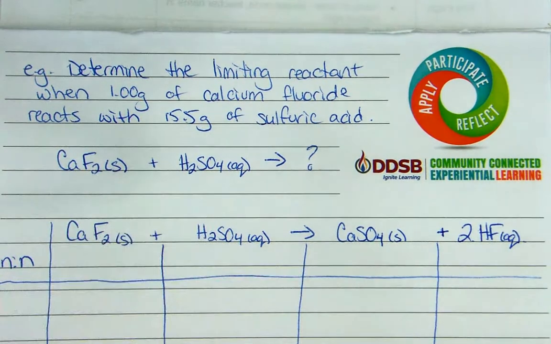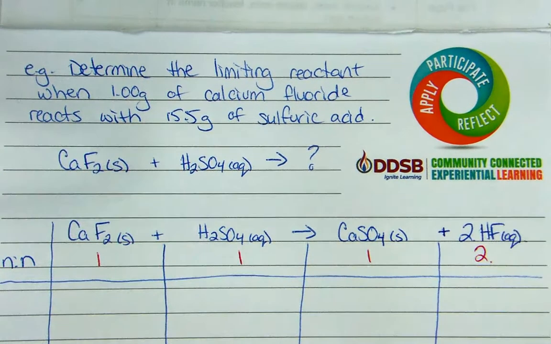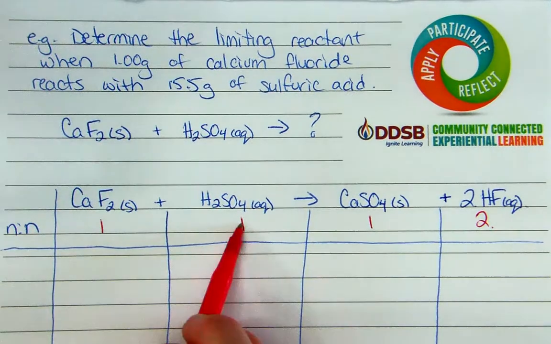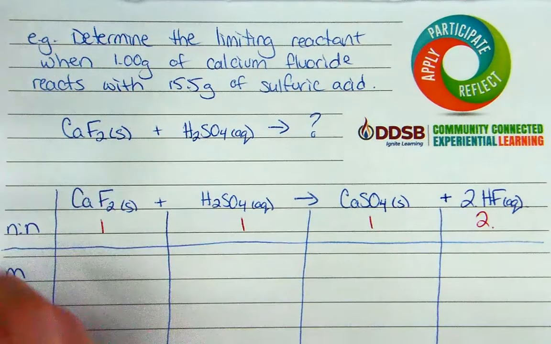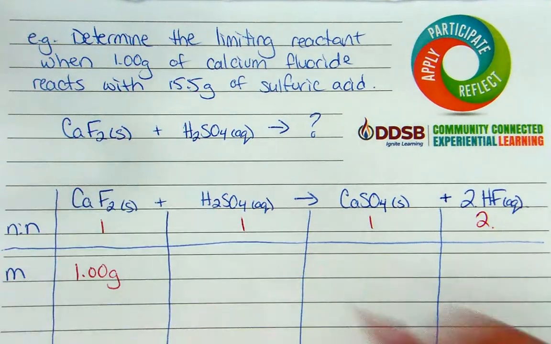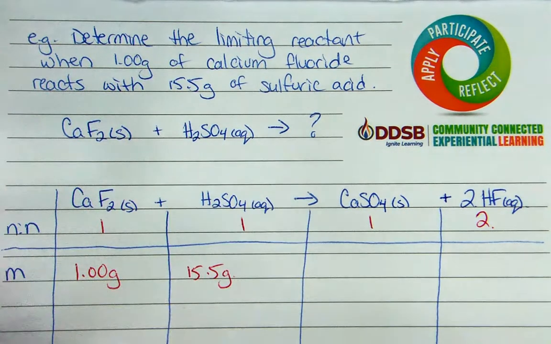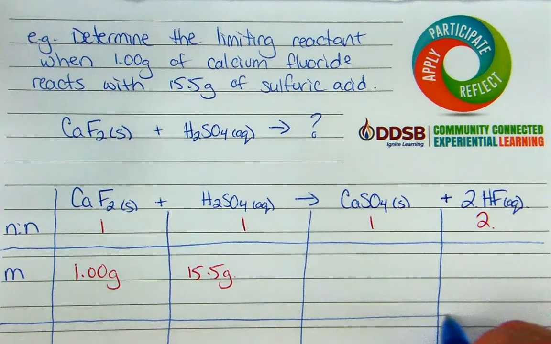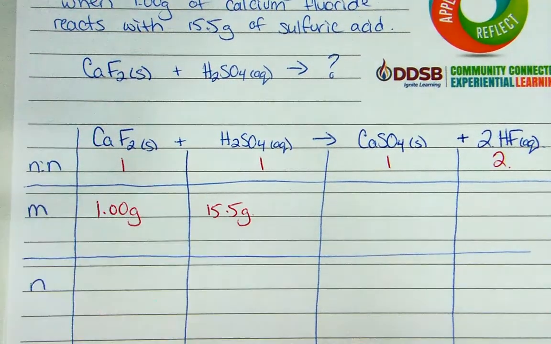Our mole to mole ratio is 1, 1, 1, and 2. You know what I really like? A nice 1-to-1 mole to mole ratio, because then it's very easy to compare the number of moles. So what's the mass given of each reactant? We have 1.00 grams of calcium fluoride and 15.5 grams of sulfuric acid. We can't directly compare masses, so let's compare number of moles.